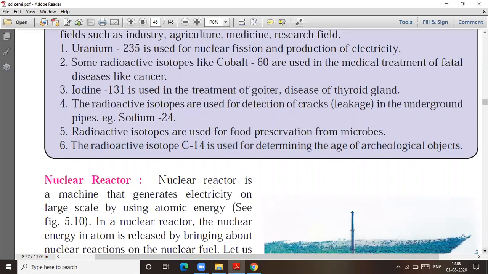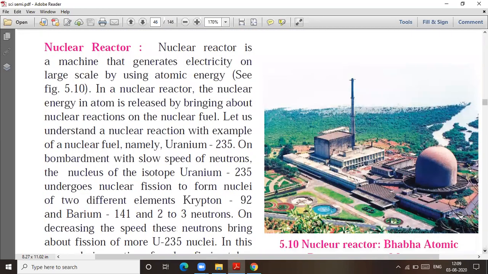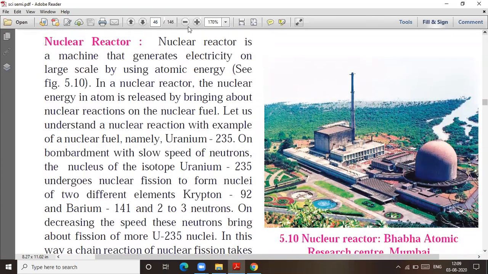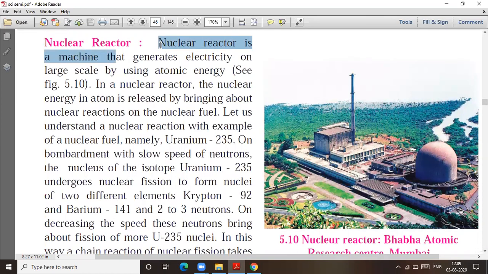So you can find out how old anything is. This is a nuclear reactor at Bhabha Atomic Research Centre, Mumbai. In Mumbai there is a big centre, it is called BARC. Okay, it is in Mumbai. So this is a nuclear reactor, it is very close to our Kalyan. So what is a nuclear reactor? A nuclear reactor is a machine that generates electricity on a large scale by using atomic energy. What do they use?